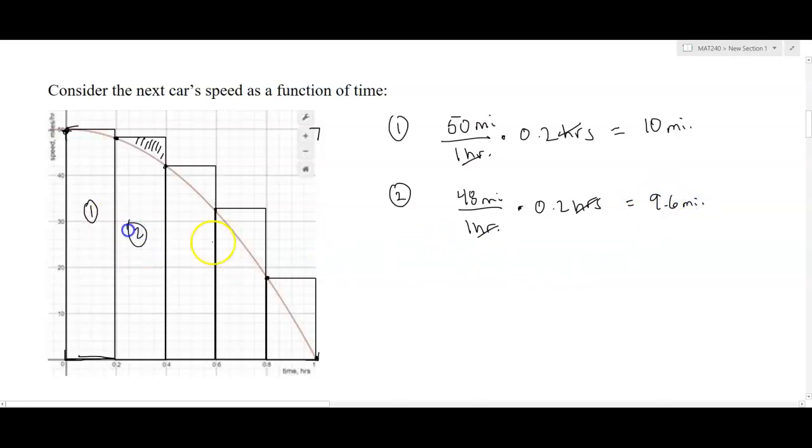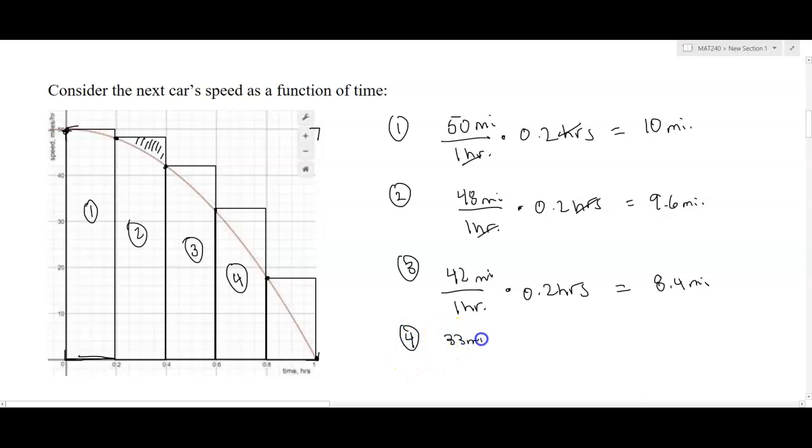And that's region 2. So region 3, similar process, except here we see the car has slowed down to about 42 miles. So we'll just say 42 miles per hour rather. So 42 miles per hour multiplied by 0.2 hours will give us, let's see, that'll be 8.4 miles. And we do this 2 more times, once for this guy, height of, I'm going to say that's about 33 miles an hour. So in the 4th region, we're going 33 miles an hour. We're doing that for 0.2 hours, which is going to come out to 6.6 miles.